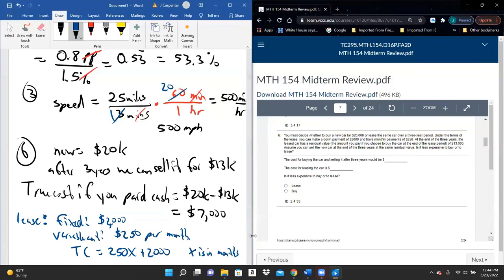So if you own the car for 0 months, that means you just paid the $2,000 and walked away. That's kind of weird. Don't do that. If you own the car for 1 month, you would pay the $250 because 250 times 1 plus the $2,000 for $2,250.